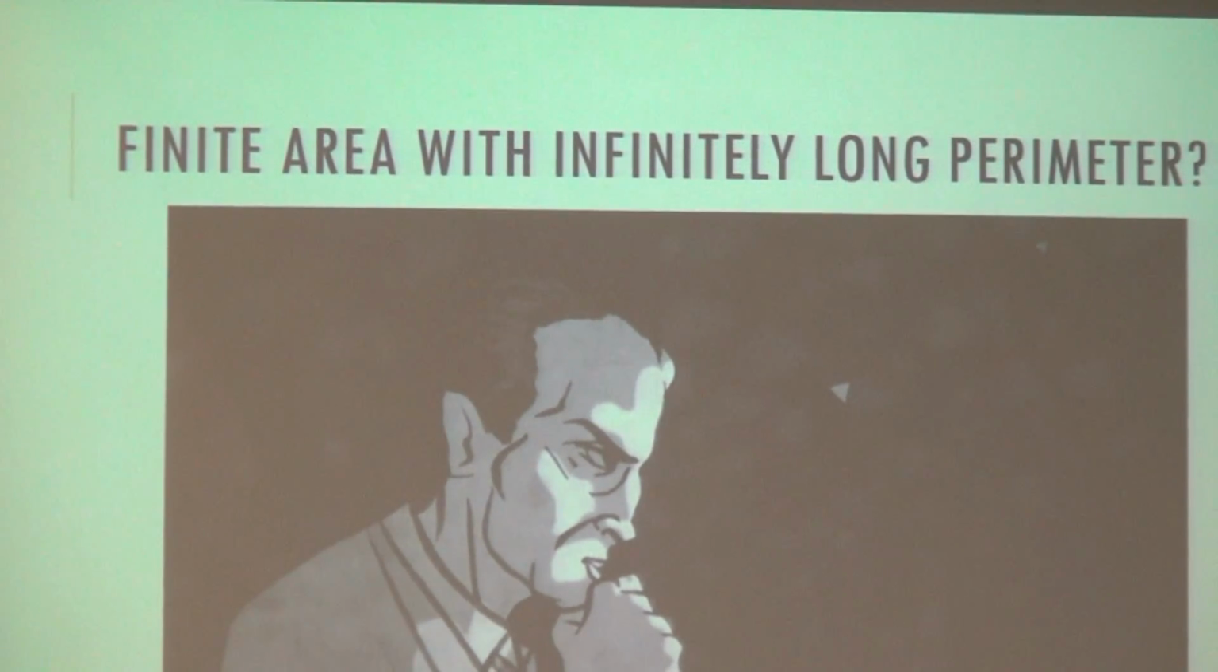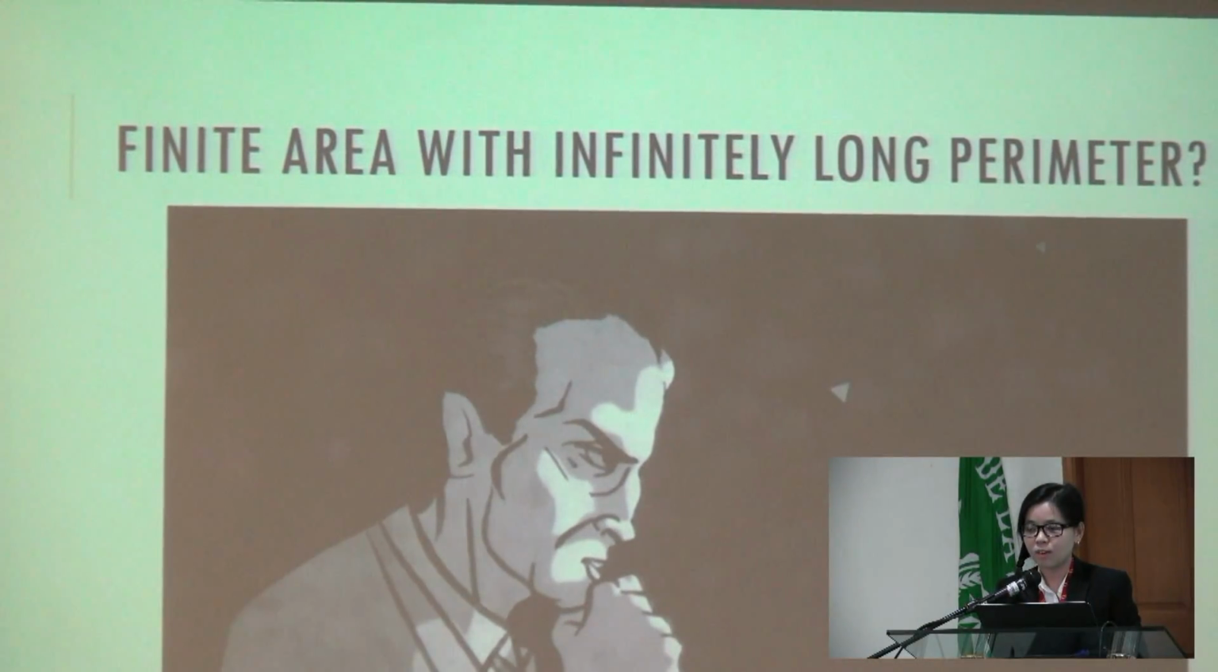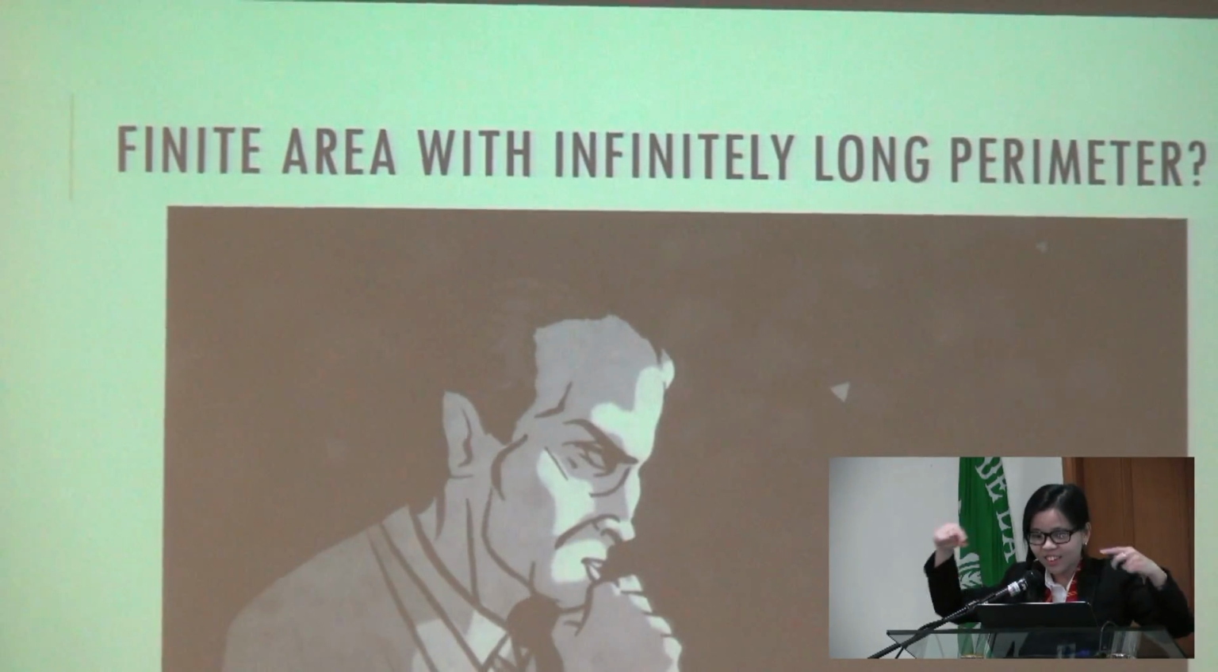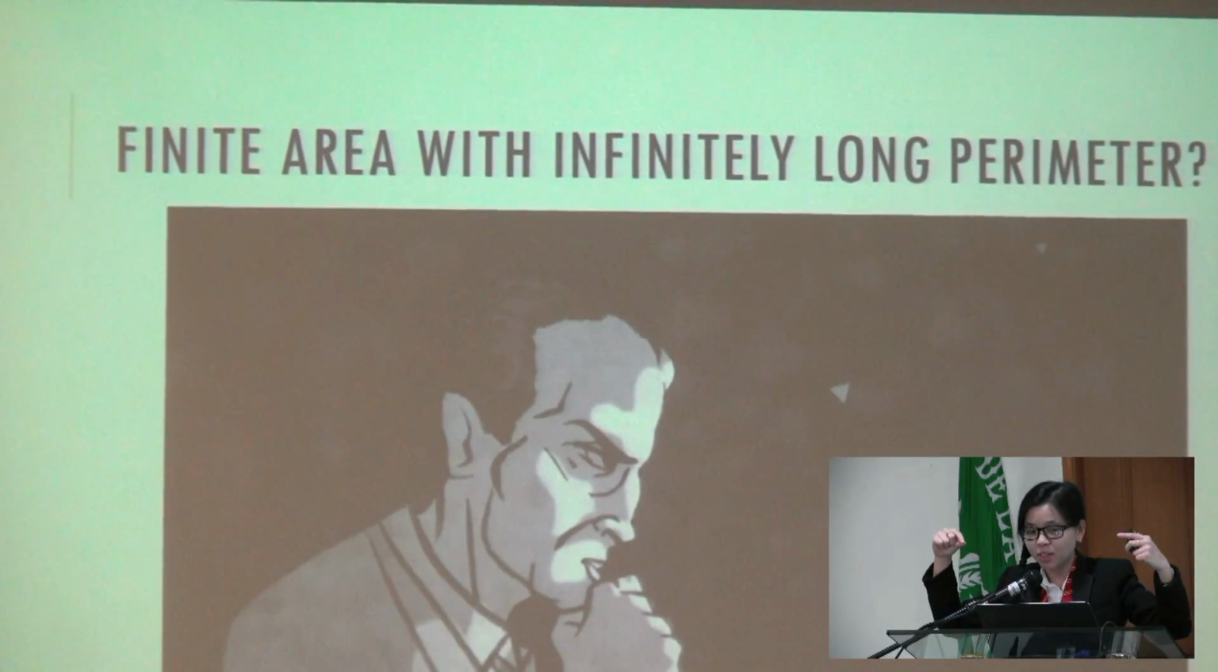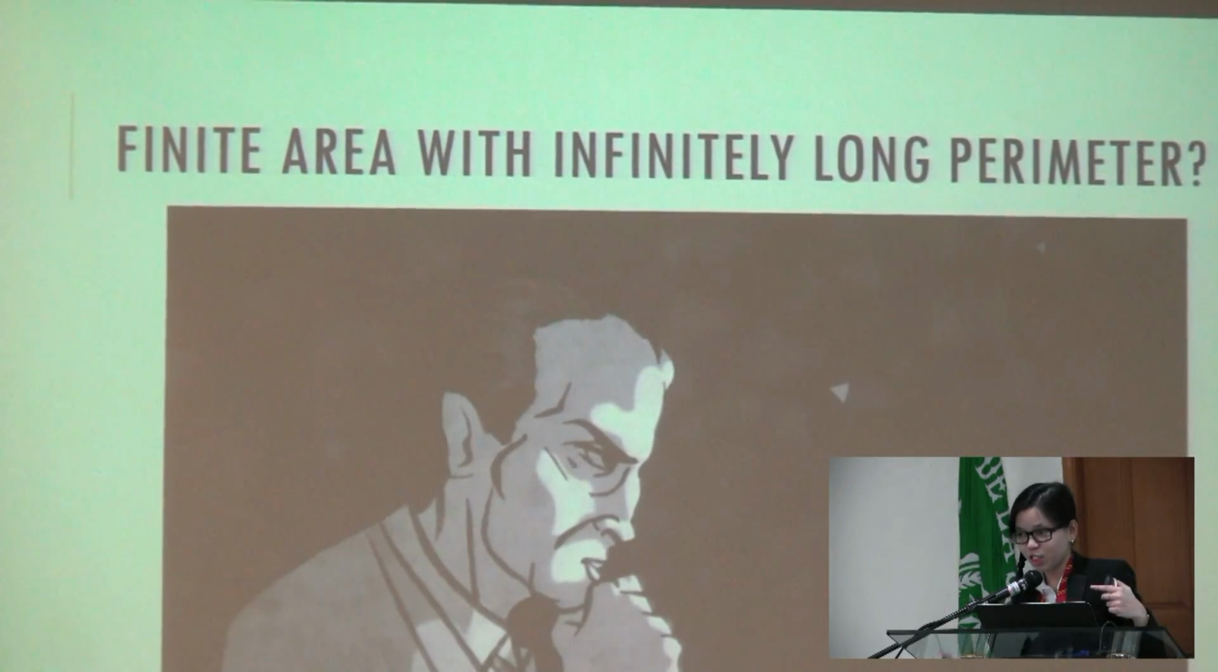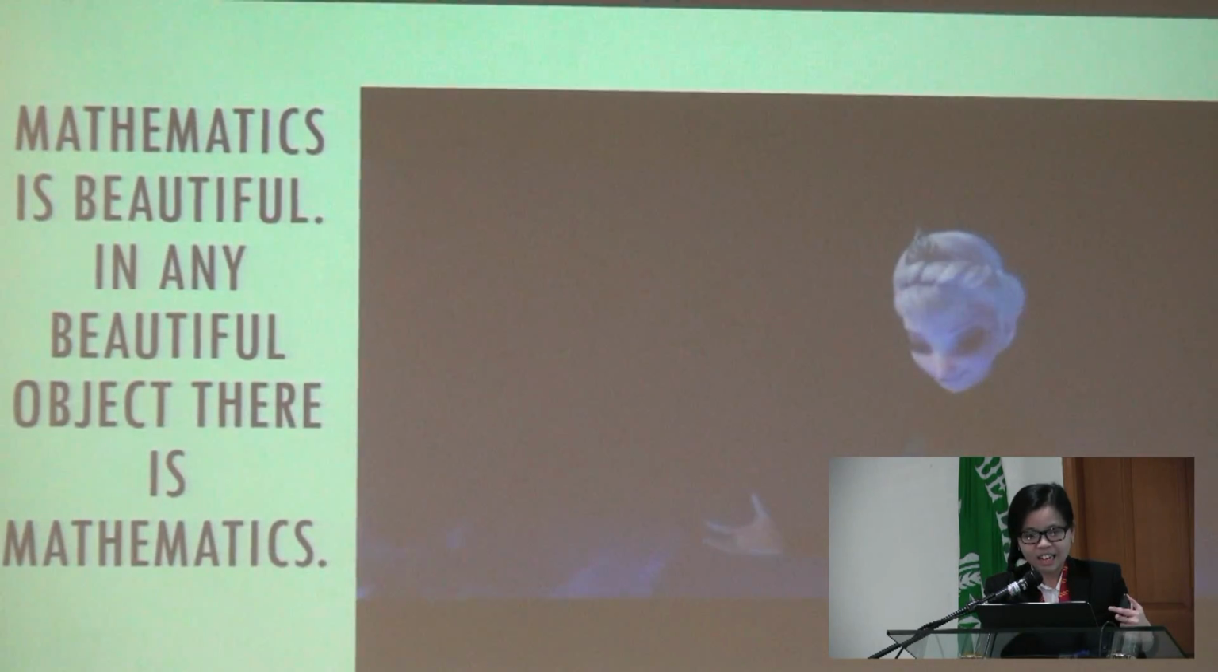Finite area with infinitely long perimeter. Yes? Please raise your hand so that you get the credit. Yes, ma'am. Koch snowflake. You keep pulling it, and it actually has infinite perimeter, but the area will also converge. That's it. I'm actually about to show a video of the Frozen that will end my talk. But anyway, I will just end my talk with the statement: mathematics is beautiful. In any beautiful object, there is mathematics. Thank you.